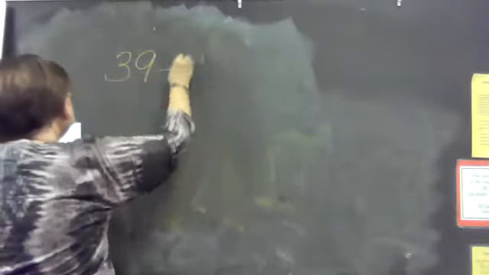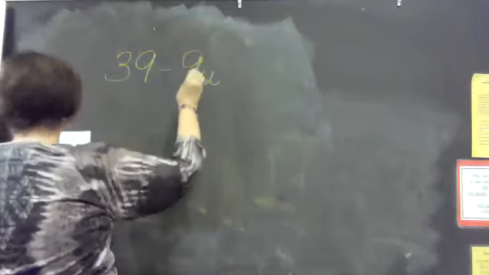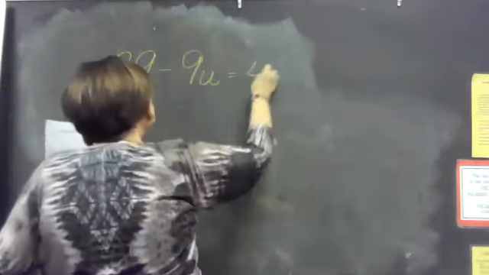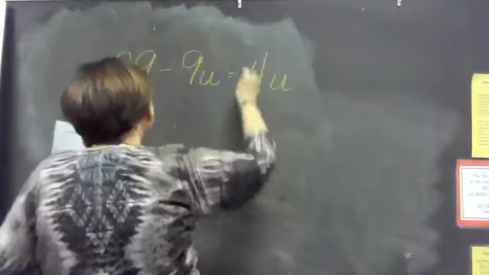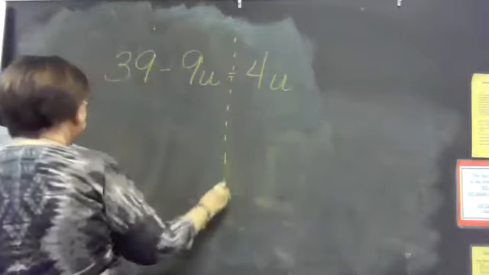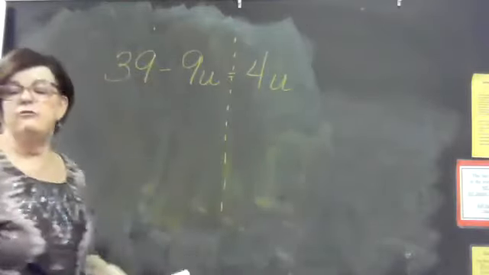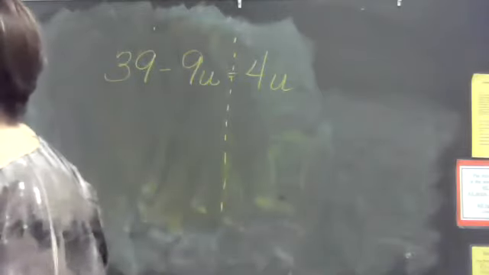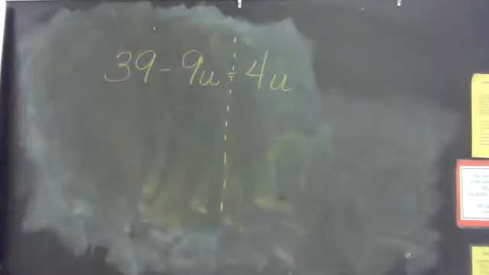Okay, number 5 says, we're on the same page, page 1. It says 39 minus 9u equals 4u. Now I drew the line down through the equal sign, but when I go to circle the variable, there's more than one variable. So that's the very first thing I have to take care of.